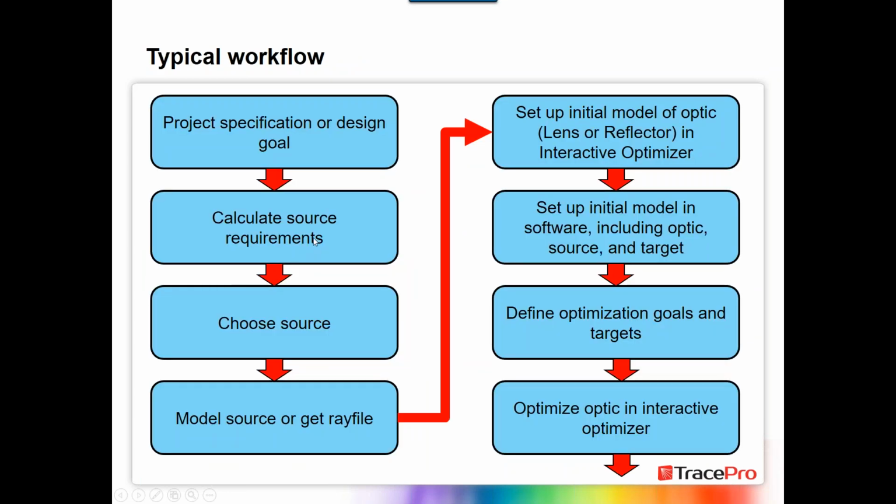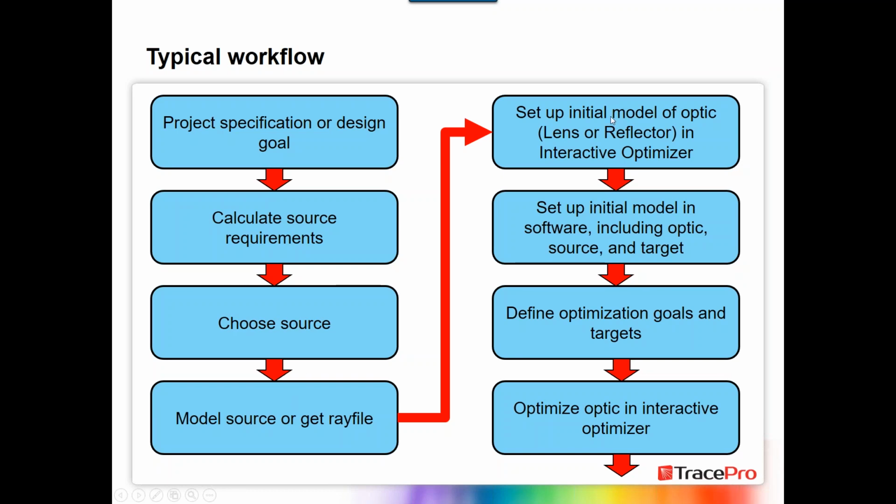Now, if we go into a little more detail and look at a more typical workflow, we'd start out with a project specification or a design goal. Many times, the next step is calculating the source requirements. If we're using LEDs, how many LEDs do we need? What kind of space do we have to put them in? What's the budget for adding LEDs to the system? From that, we can then choose the appropriate source. Then we can make a model of it or get a ray file if it's available.